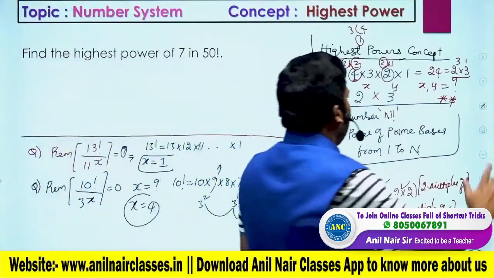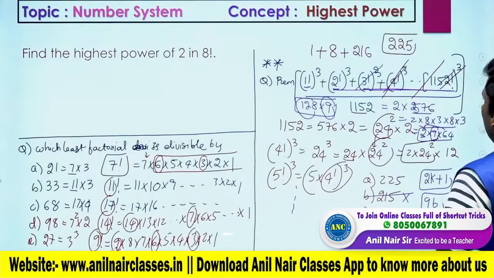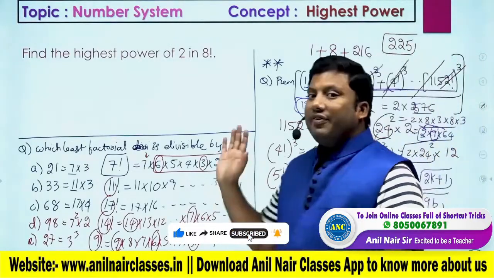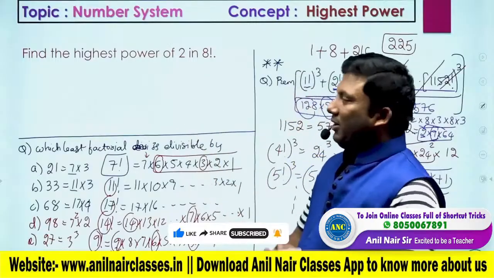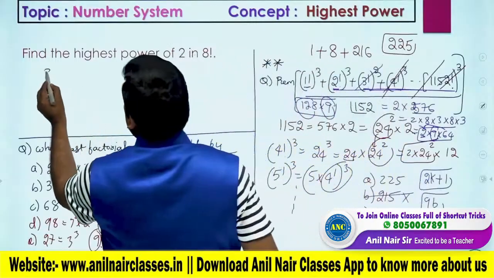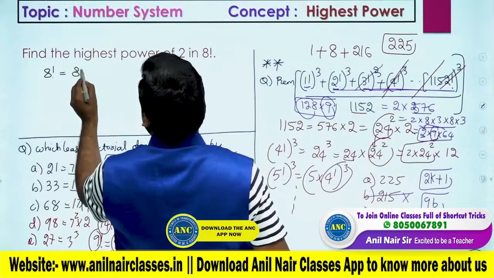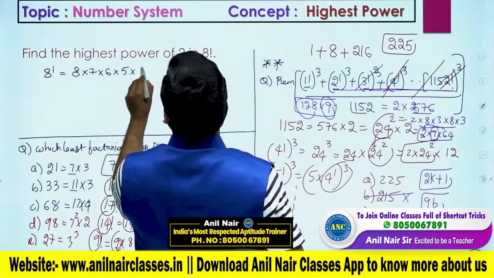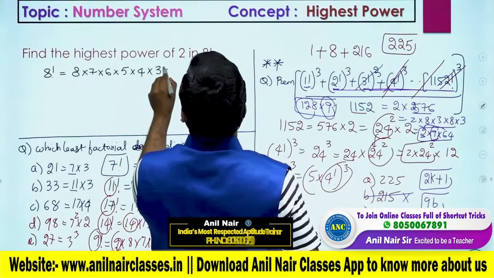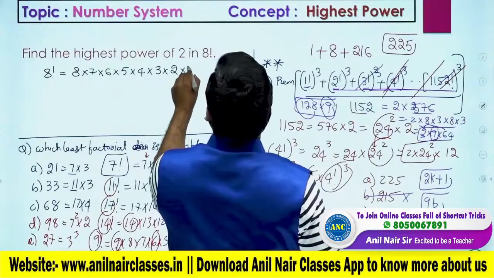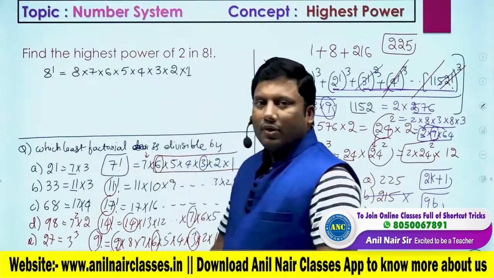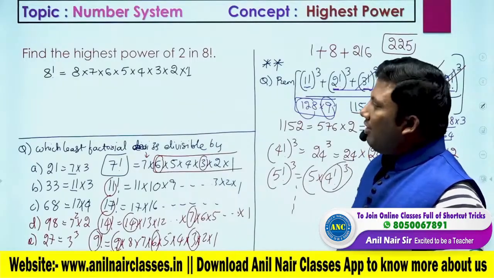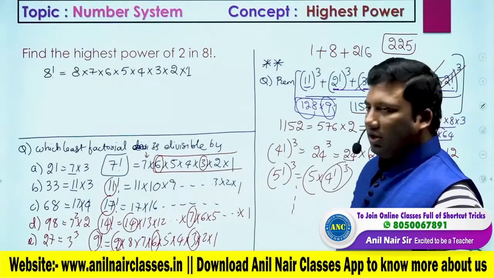Now see here. Now we will do a simple question: the highest power of 2 in 8 factorial. In this question I will write down everything in detail, then I will optimize it. 8 factorial is the product of all natural numbers from 8 to 1: 8 into 7 into 6 into 5 into 4 into 3 into 2 into 1.